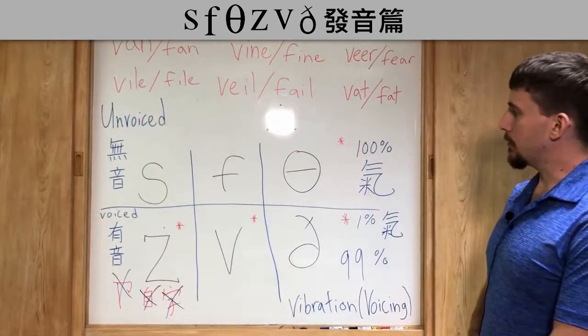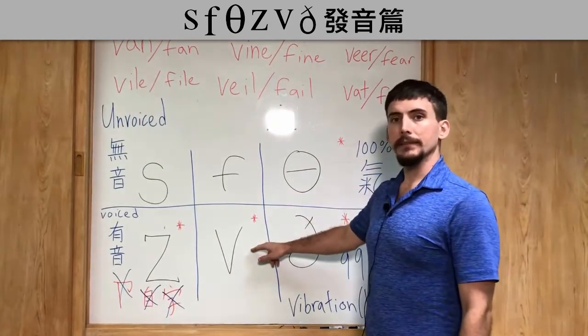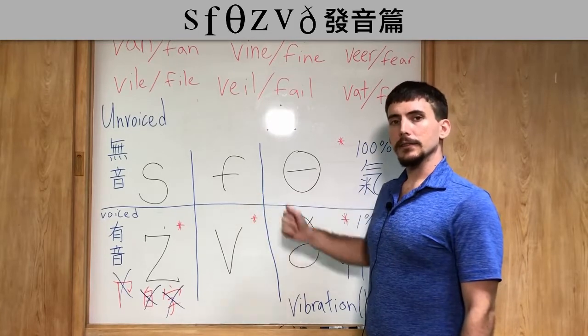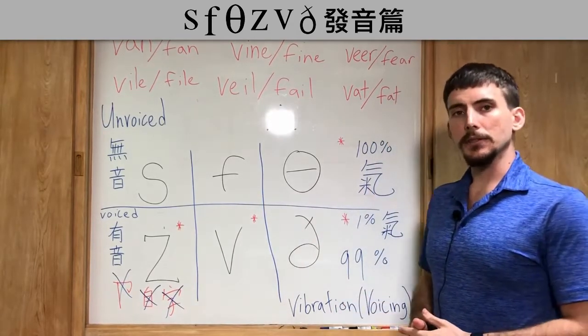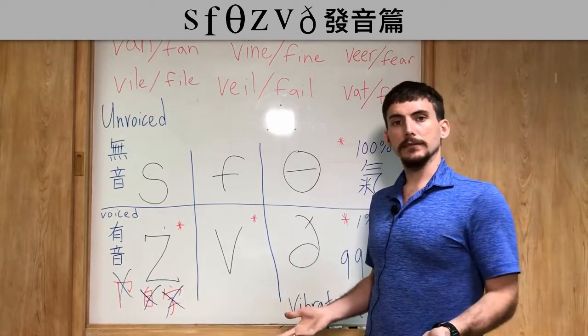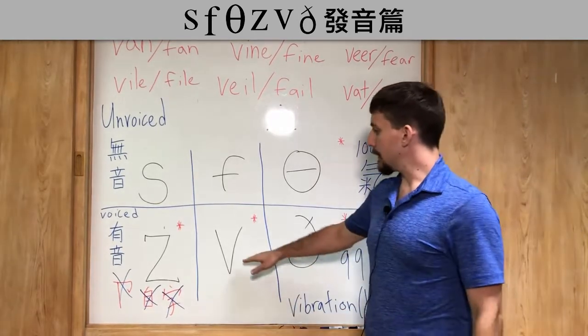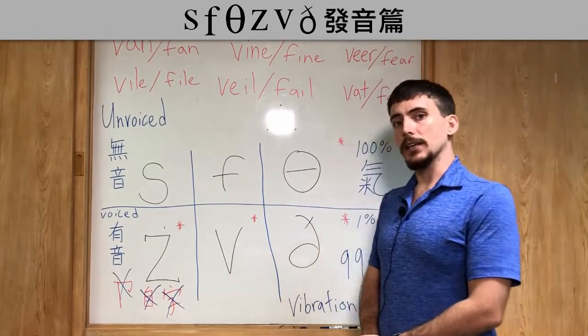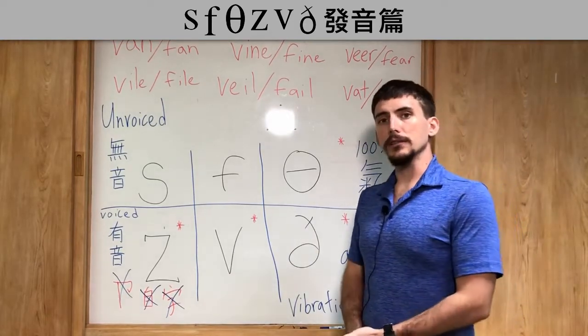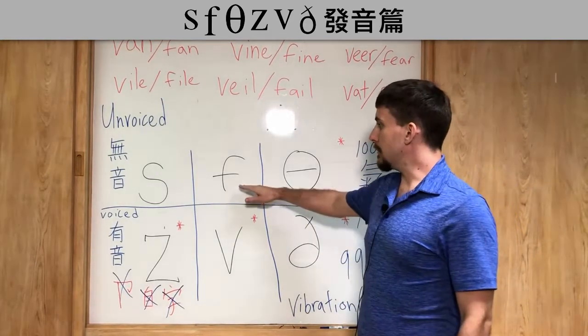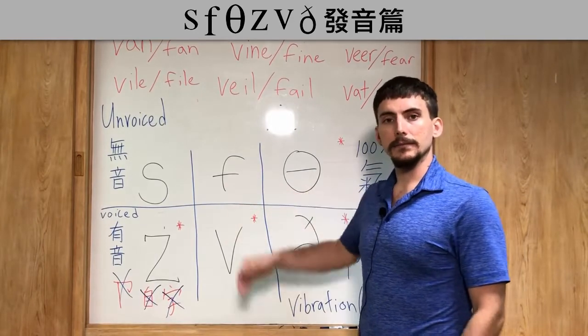Next, we're going to talk about F and V. F is a very simple sound for Chinese speakers. 吃饭. You have this sound in your language. F. V, however, does not exist in Chinese. But an easy way to learn V is by thinking about how is the F sound made.